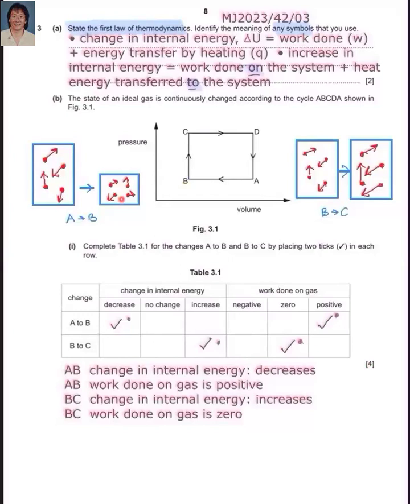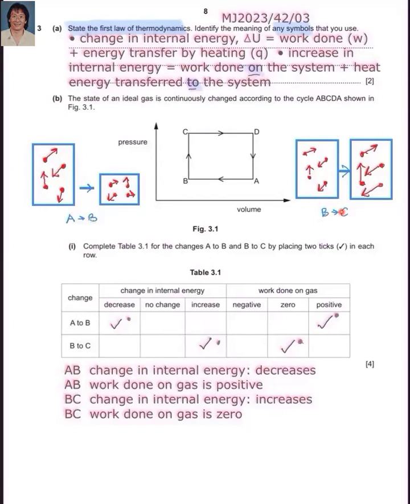For the pressure to remain constant as the volume decreases, the molecules must move slower. As you can see from the arrow here, which was longer, this arrow is shorter. That means the molecule moves slower. The kinetic energy decreases, and because the kinetic energy decreases, the temperature decreases, and then the internal energy also decreases. This is why you put a tick here. The change in internal energy decreases. This is what happened from A to B.